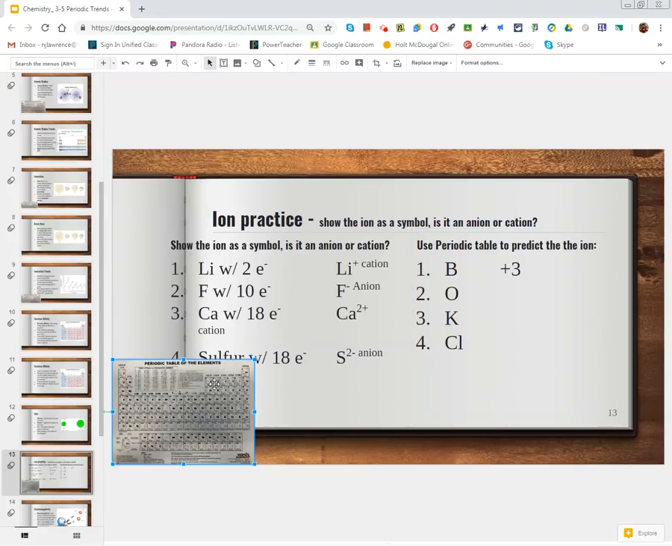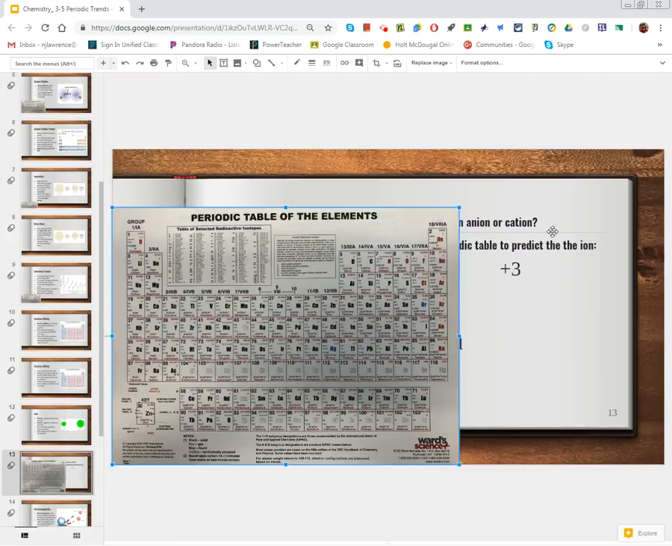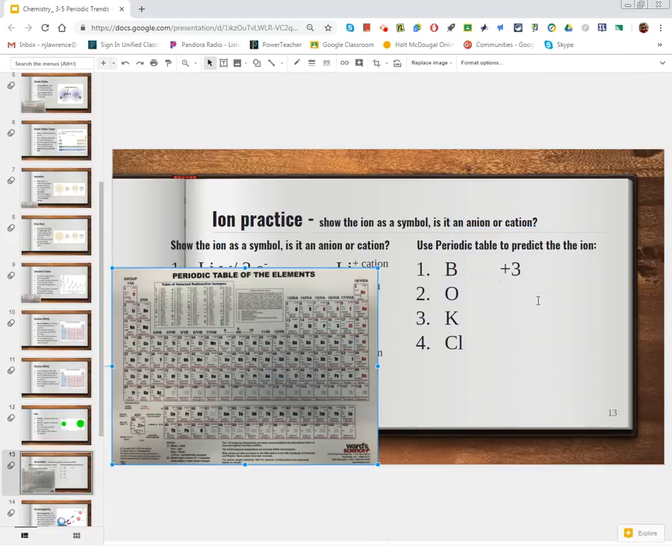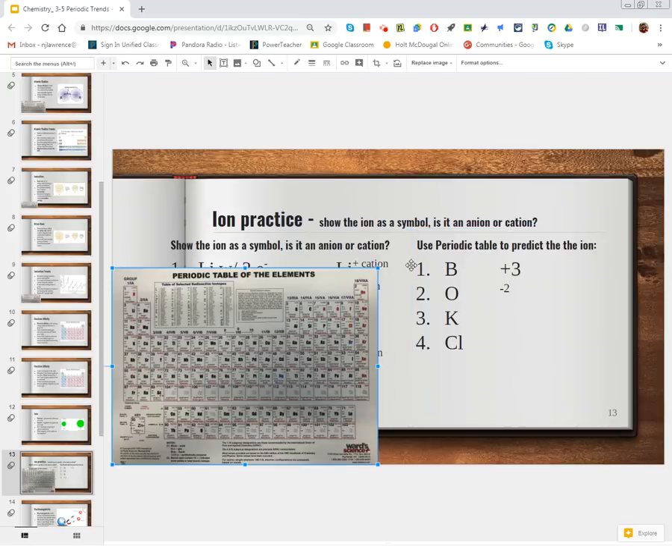All right, welcome back. Let's look at oxygen. What kind of charge do we predict oxygen will have? Oxygen is right here. Oxygen wants to become like a noble gas, so he could either lose 6 electrons to become like helium, or he could simply steal 2 electrons to become like neon, and that is what he's going to do. Oxygen will often have a charge of -2.